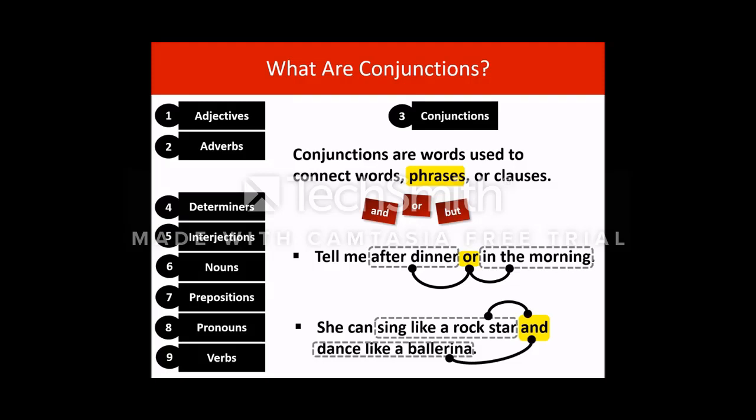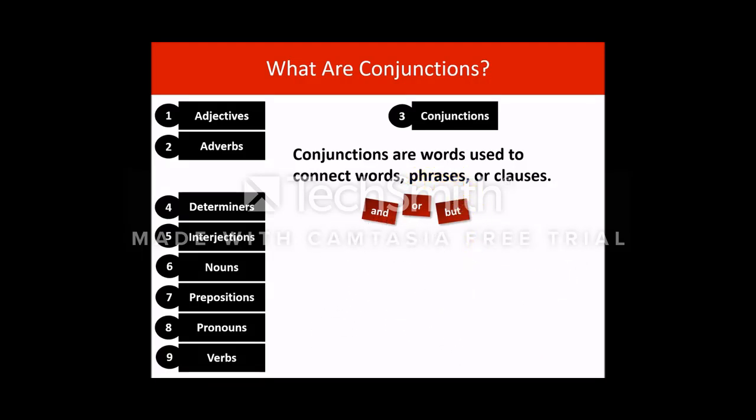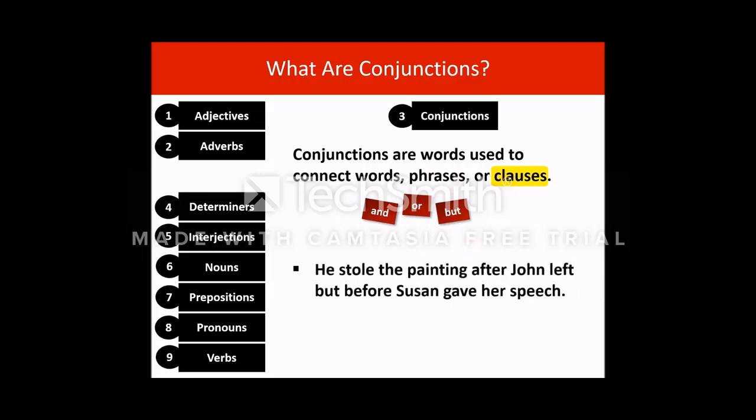And finally, let's see how conjunctions join clauses. He stole the painting after John left, but before Susan gave her speech. Well, our conjunction is but. After John left is a clause. Before Susan gave her speech is a clause, and the conjunction joins them.